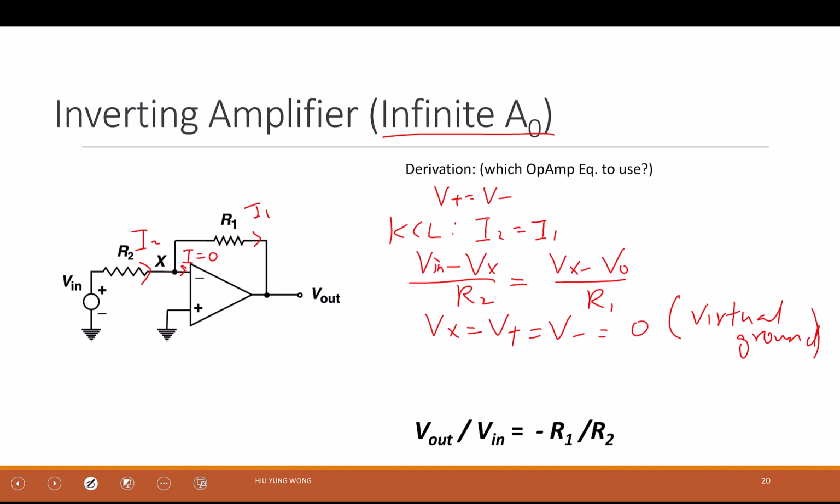Then you solve the equation. You get V in divided by R2 equals negative V out divided by R1. Then you get this relationship. So you have a negative gain. So it's an inverting amplifier. Okay, so this is relatively simple.